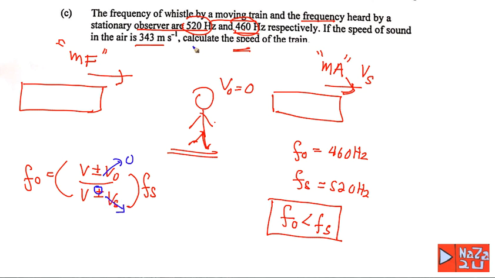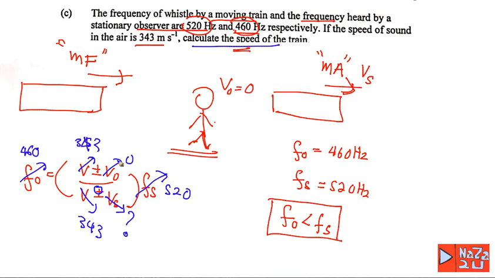The speed of the train is what the question asks. The frequency of the source is 520, and the frequency heard by the observer is 460. The speed of sound is constant at 343, and here is also 343. Using the calculator, the speed of the train is equal to 44.74 meters per second. Okay, thank you.